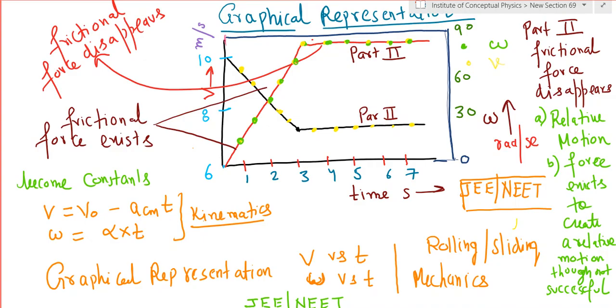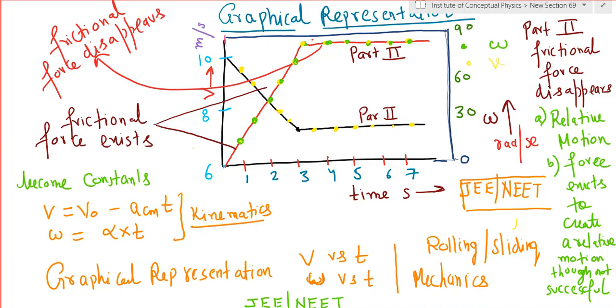Now the reason is that when the velocity becomes equal to r omega, which is the linear part of the velocity, becomes equal to the v created by rotational motion, at that point, the relative motion between the ground and the rolling sphere disappears. There is no relative motion that exists. And we must understand that friction can only occur if there is a relative motion.